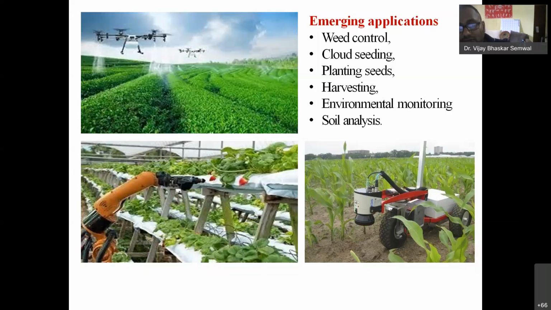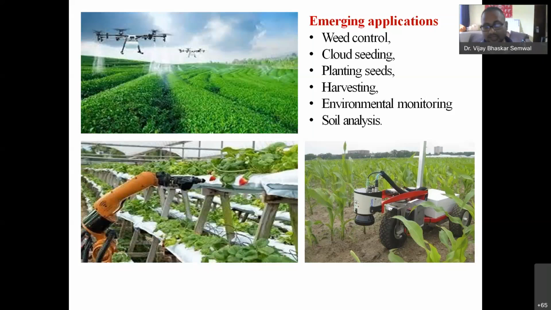We have to see the environment metrics like soil. What is the perception, the level of oxygen, nitrogen, whether the land is fertilized or not, all sorts of things we have to check, whether any harmful things are coming. That kind of monitoring we can also do. Soil analysis: we can take a sample of soil and send it to the laboratory or do it by pre-processing, okay?